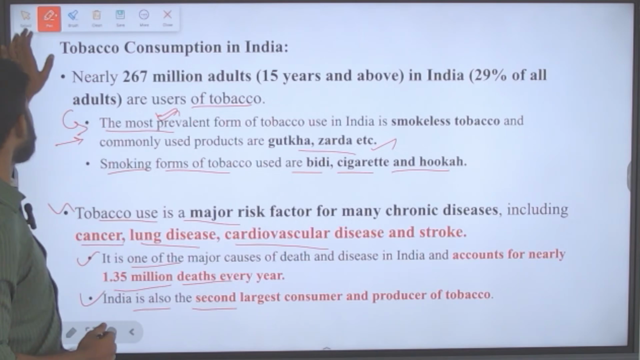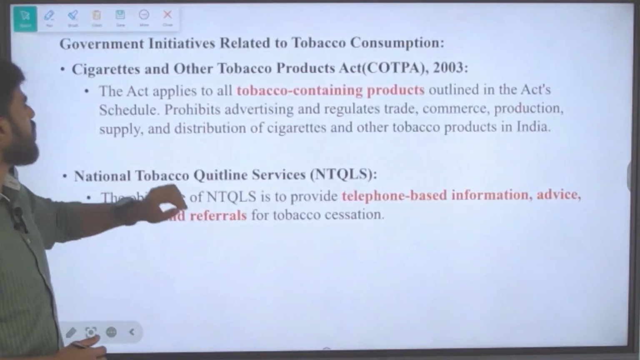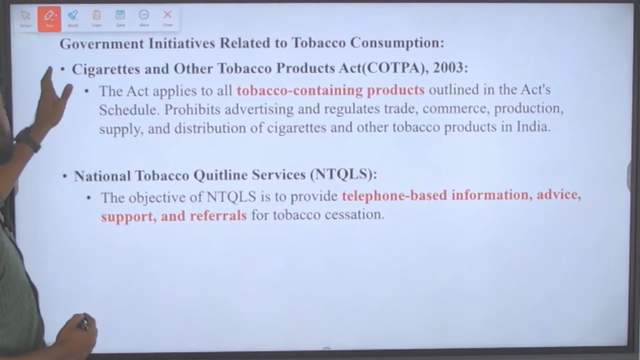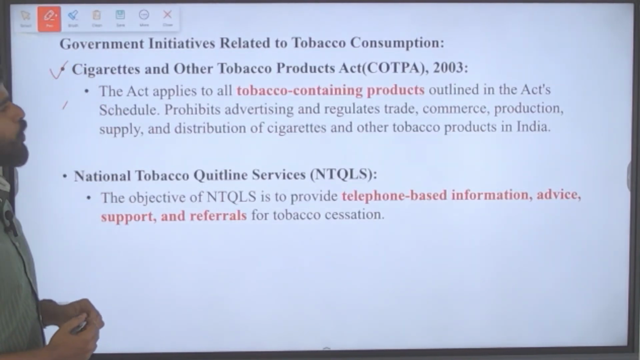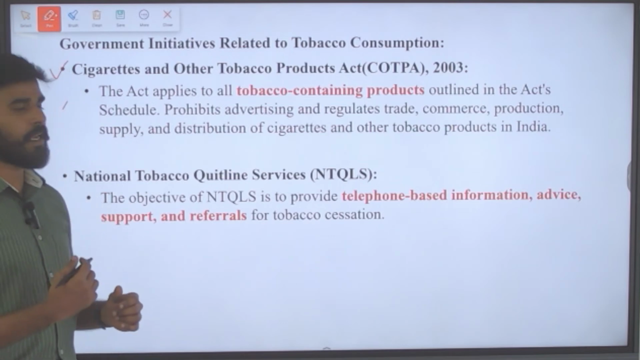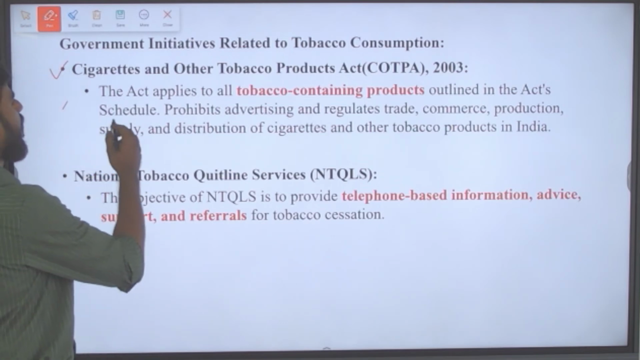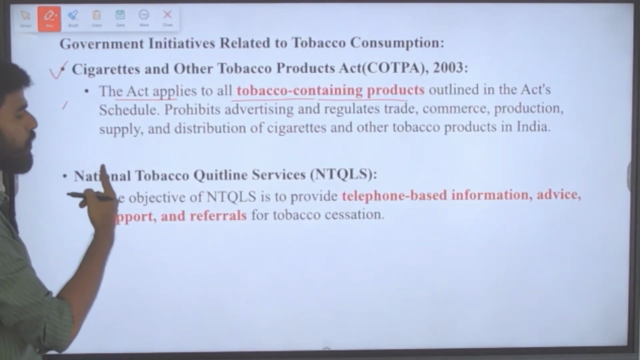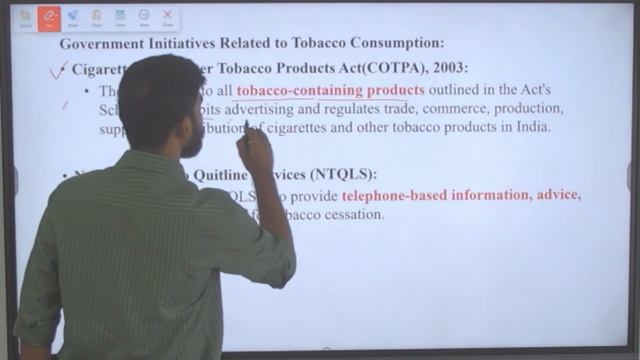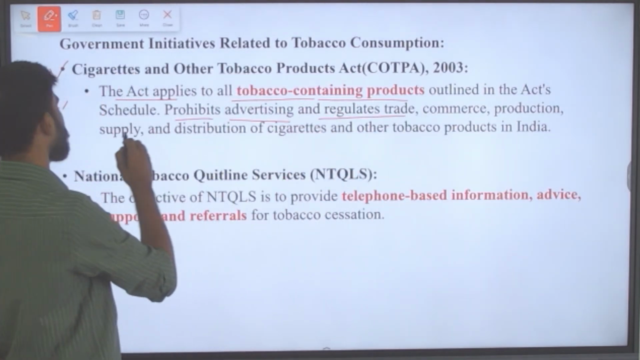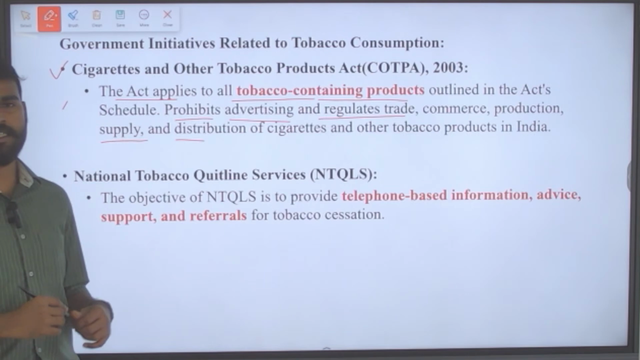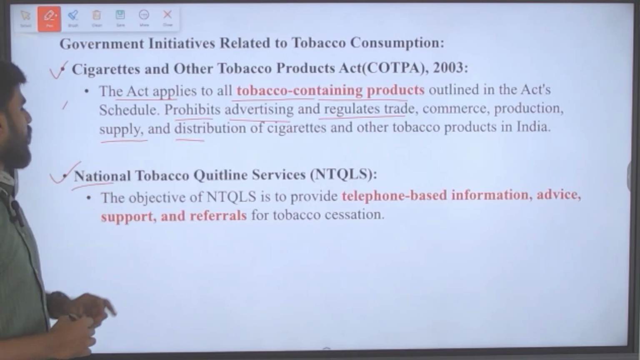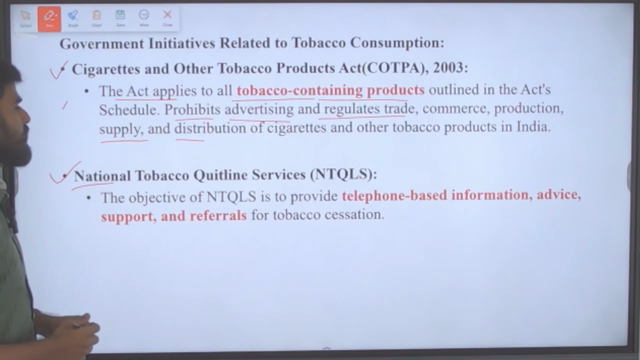Okay. So these are the things which we need to understand, and what are all the government initiatives related to tobacco consumption in India. First one is the Cigarettes and Other Tobacco Products Act, which was enacted in the year 2003. So the act applies to all tobacco containing products which are outlined in the act's schedule. Okay, and then this act prohibits advertising and regulates trade, commerce and production, supply and distribution of cigarettes and other tobacco products in India.